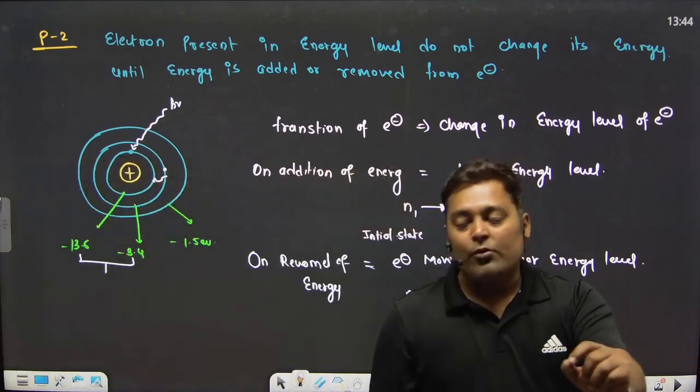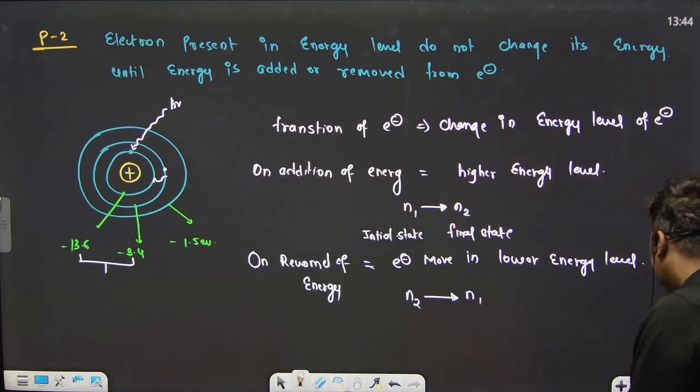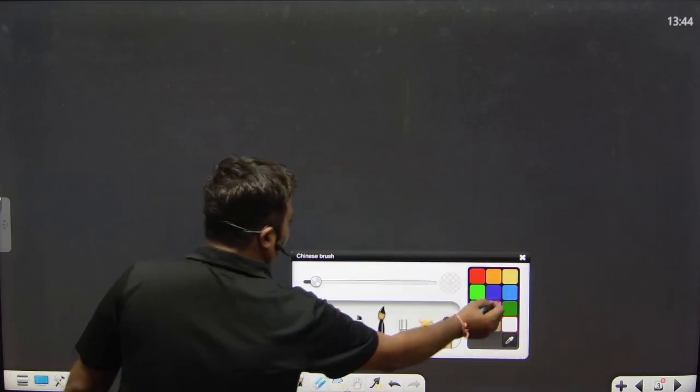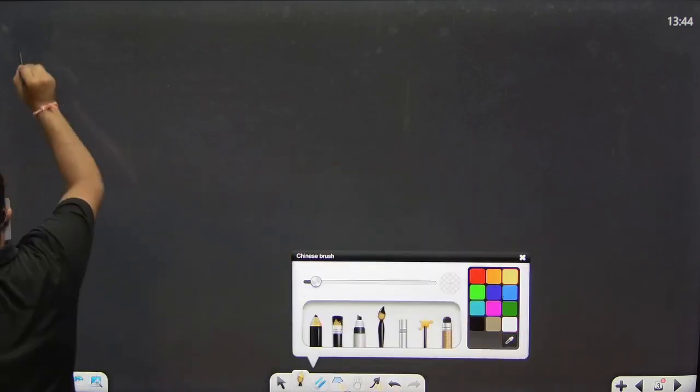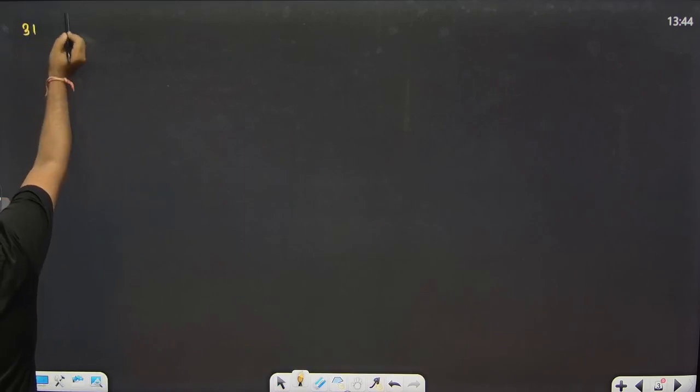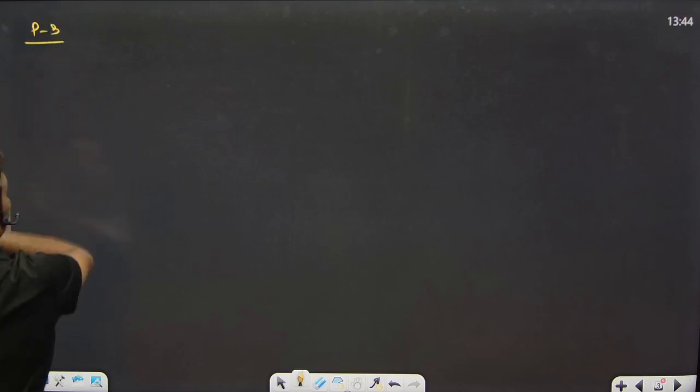Now let's move on to the third postulate of Bohr's model. So the third postulate of Bohr's atomic model. What is the third postulate? This third postulate actually talks about the origin of the atomic spectra.